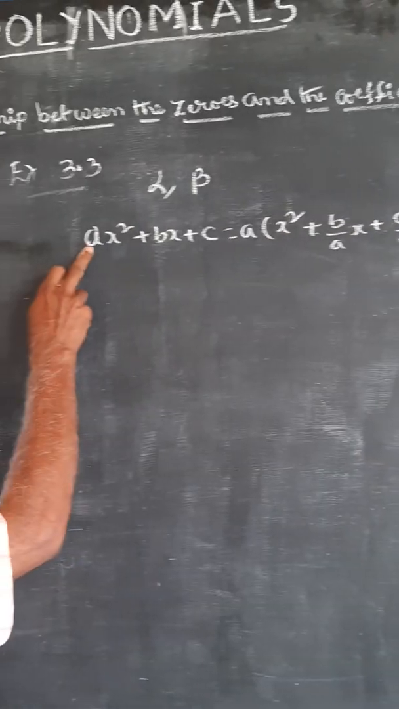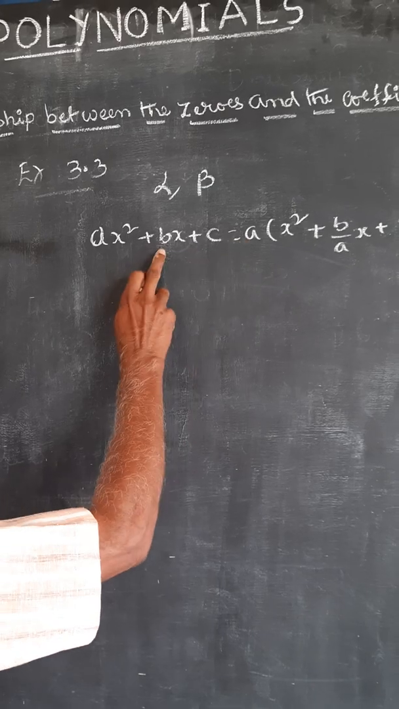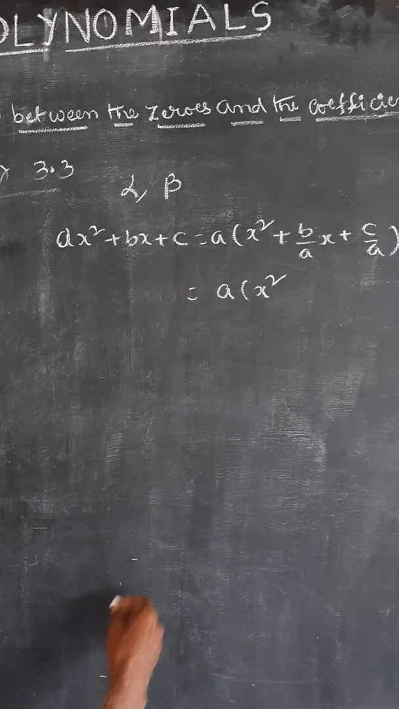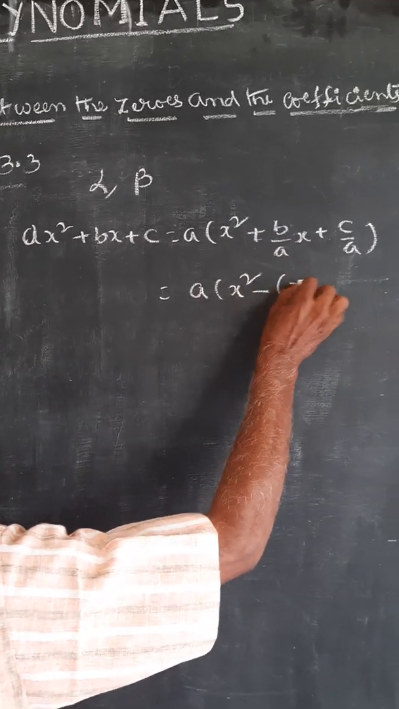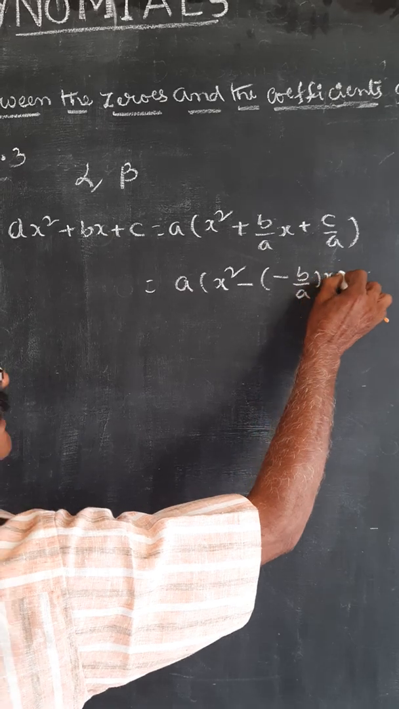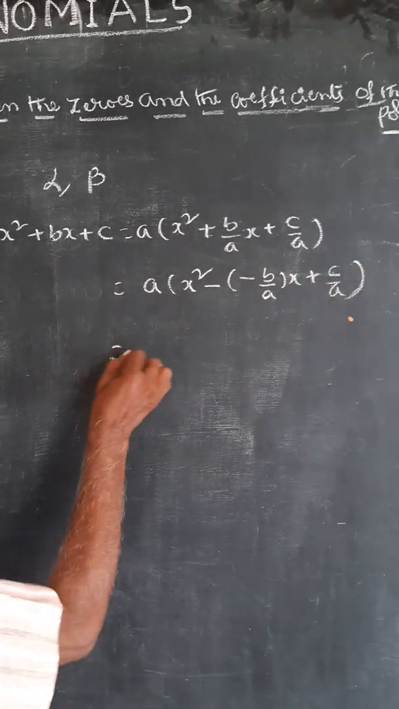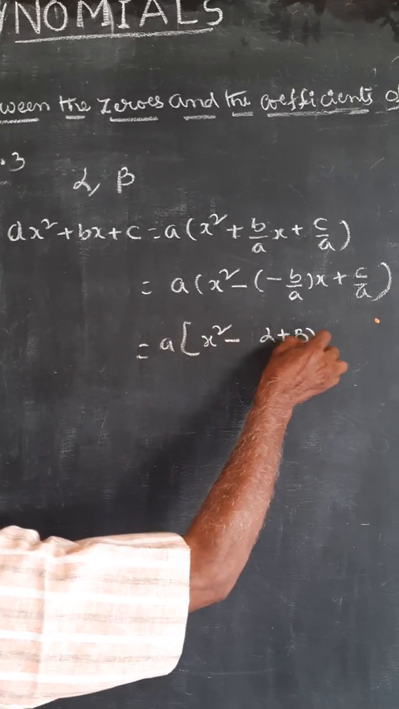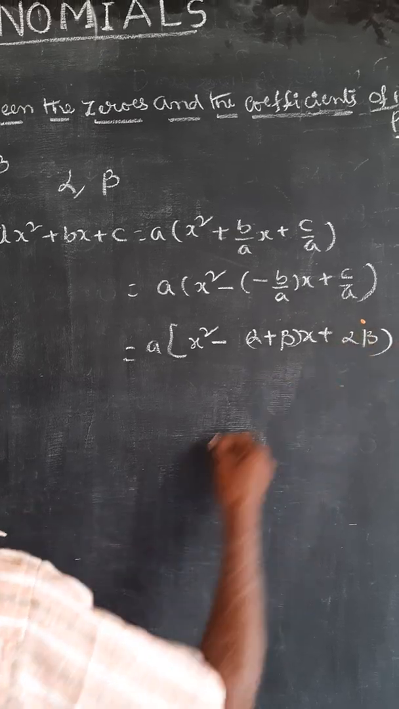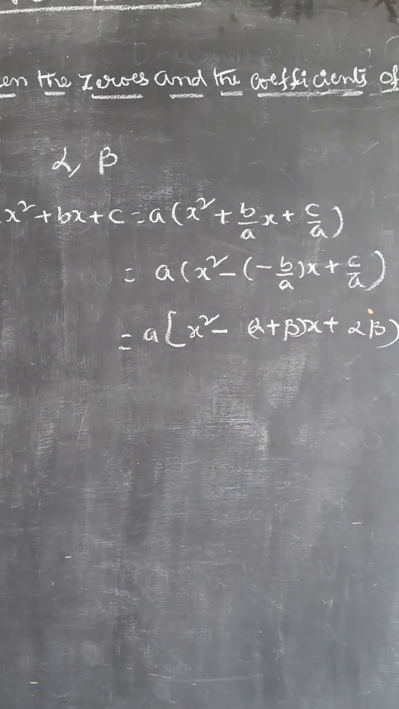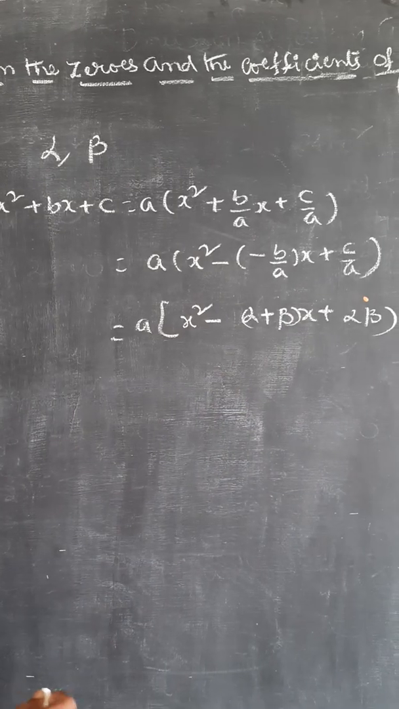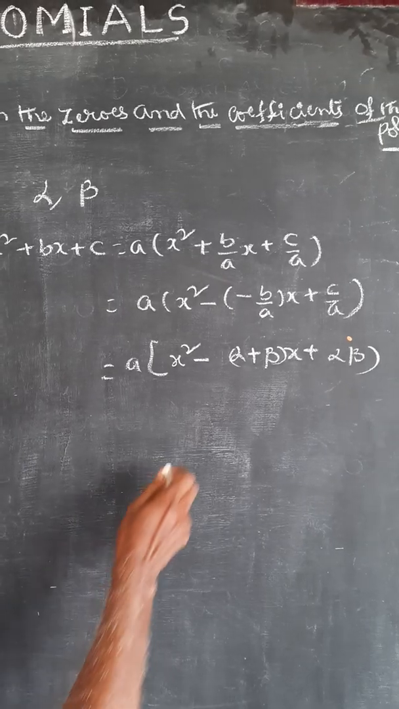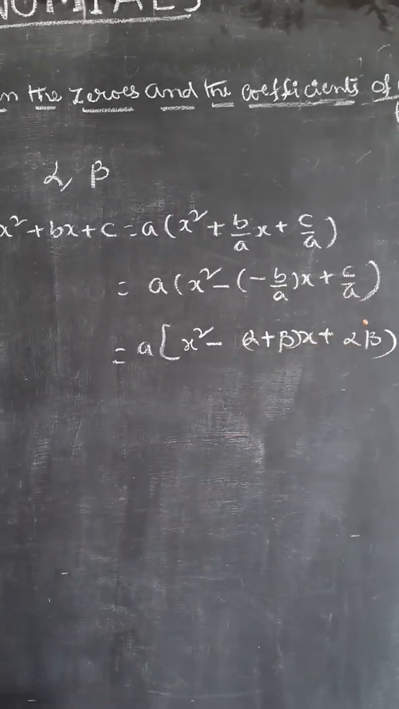So take a common: a[x² + (b/a)x + c/a]. Write b/a as minus (−b/a) into x plus c/a, and a[x² − (alpha + beta)x + alpha beta]. So alpha plus beta is the sum of the zeros and alpha beta is the product of the zeros. Substitute values: in place of −b/a put alpha plus beta, and in place of c/a put alpha beta.